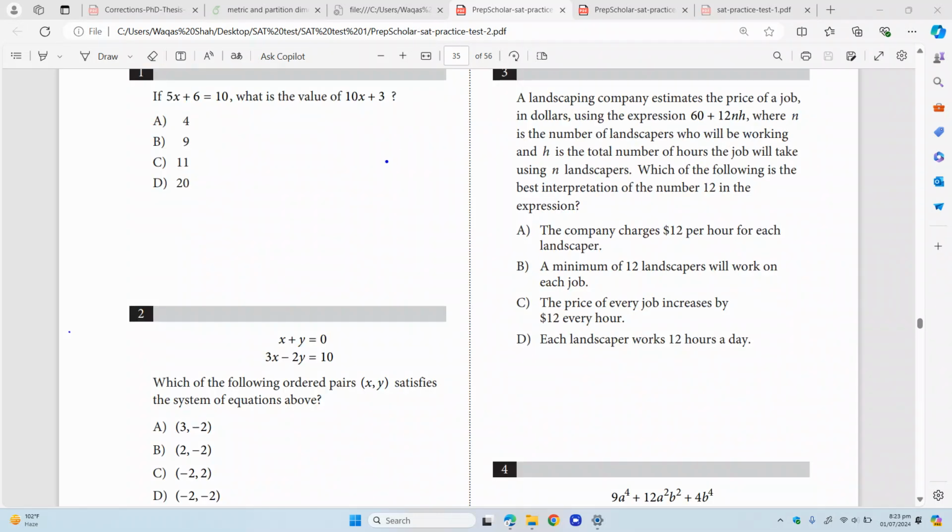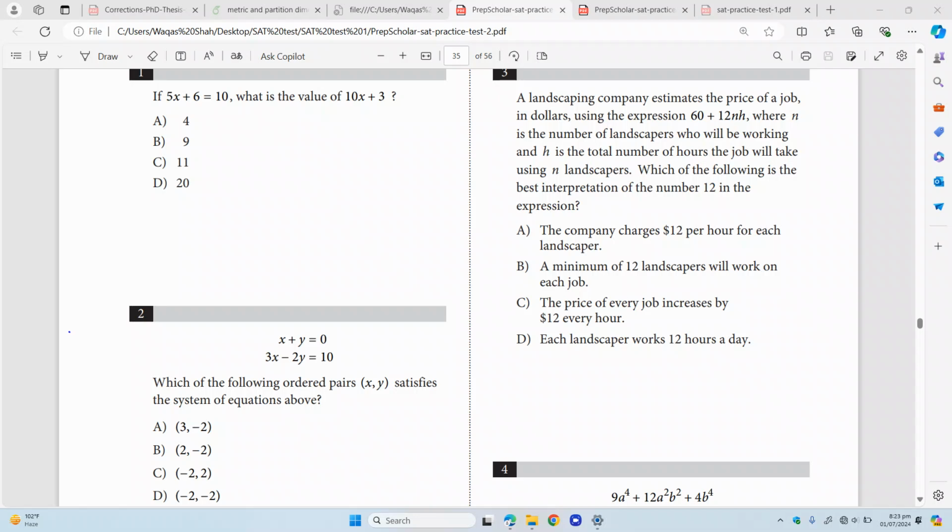In question number 3, it says that a landscaping company estimates the price of a job in dollars using the expression 60 plus 12NH, where N is the number of landscapers who will be working, and H is the total number of hours the job will take using N landscapers. Which of the following is the best interpretation of the number 12 in the expression?